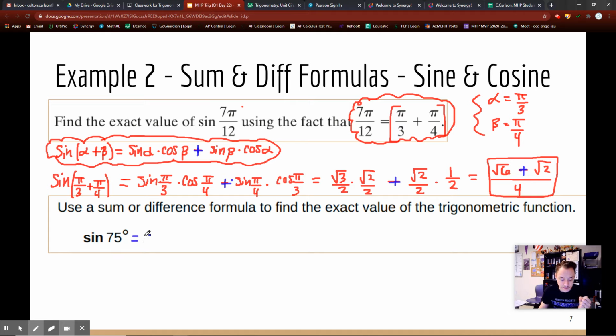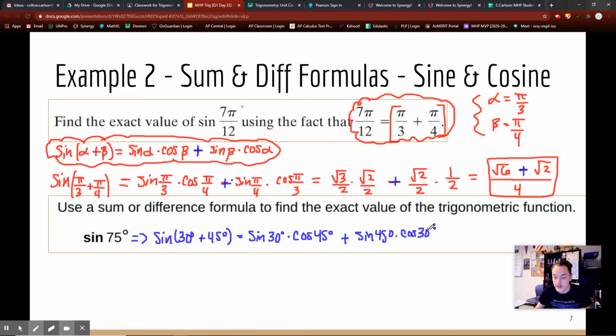So this actually equals sine of 30 degrees plus 45 degrees equals sine of 30 degrees, because that's my alpha, times cosine of 45 degrees, and then plus, I don't want to make the same mistake there, so plus, sorry about that, plus you're going to have sine of the other angle, so 45 degrees, and then times cosine of the other angle, 30 degrees. So because my alpha is 30 and my beta is 45, this right here is the formula that I will be using.